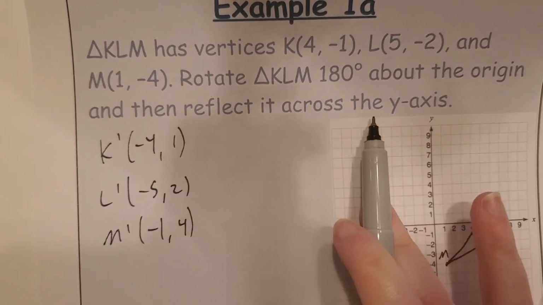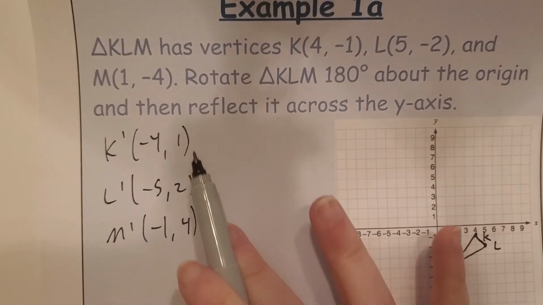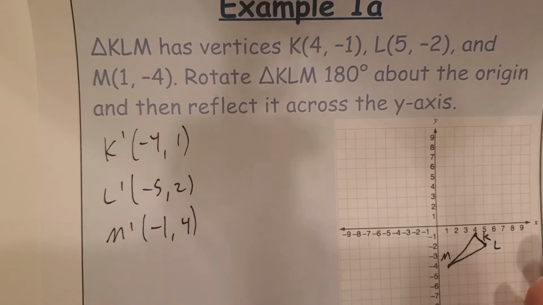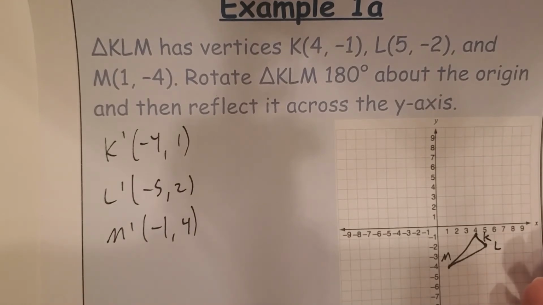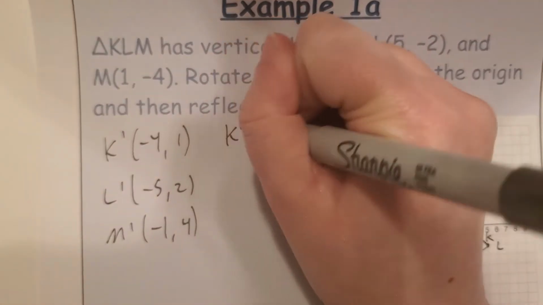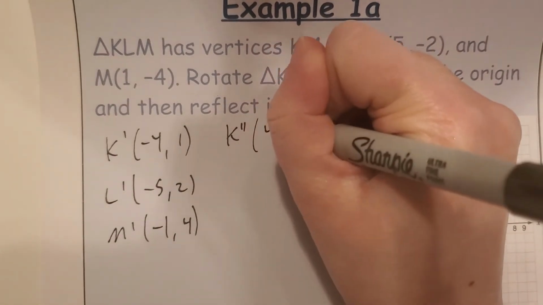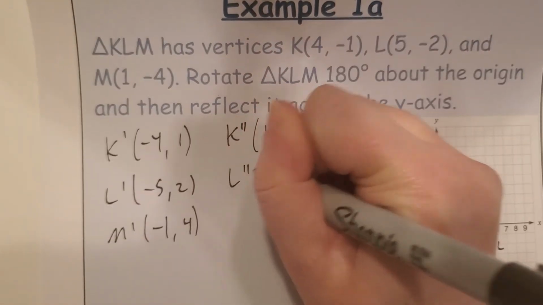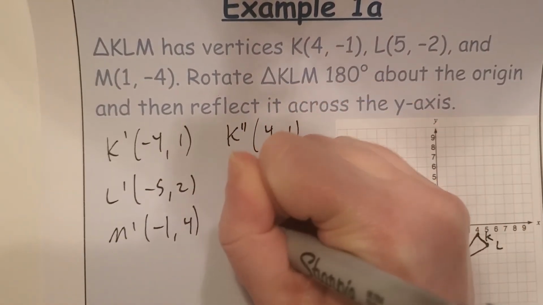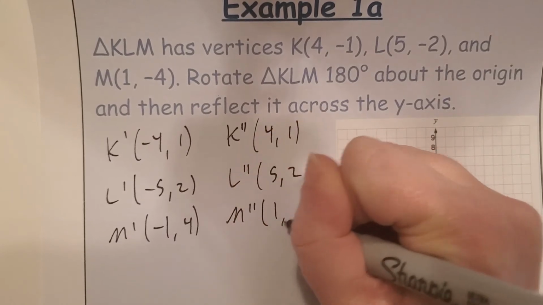And then the reflection across the y-axis, we're going to do again to these new points. So y-axis, kind of like with the last one, the signs of the x values get switched. So K double prime is going to be 4, 1. L double prime is going to be 5, 2. And M double prime is going to be 1, 4.